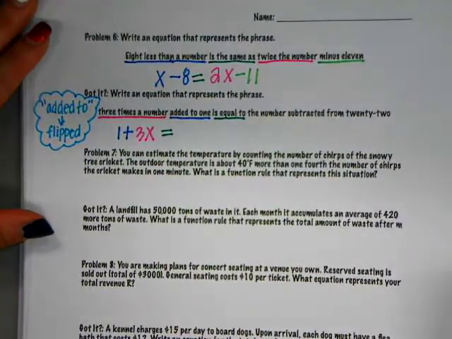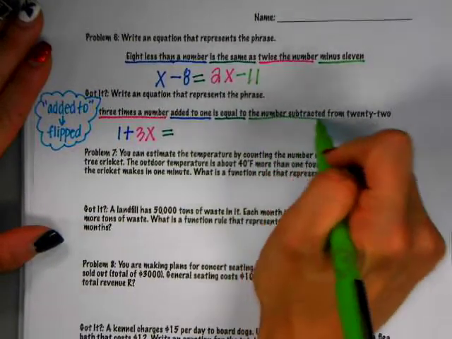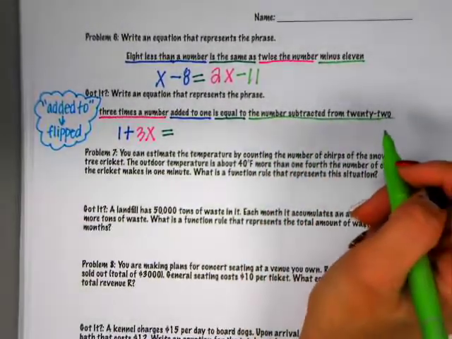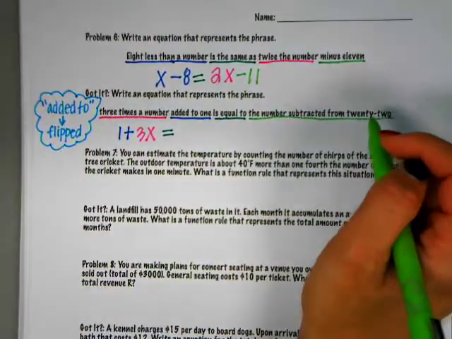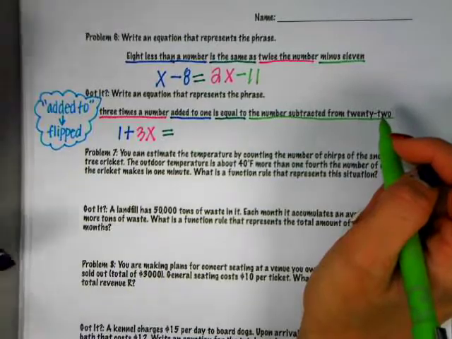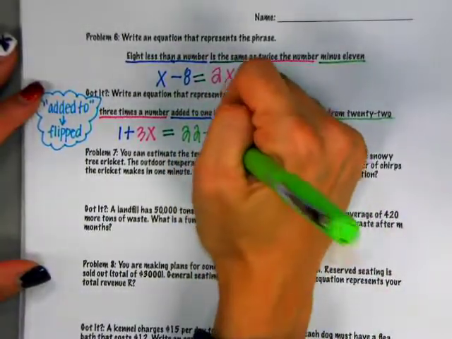The number subtracted from 22. So we have that word from. So if I'm subtracting something from 22, am I starting with the something or starting with the 22? You're starting with 22. So you have 22 minus the number, so minus x.